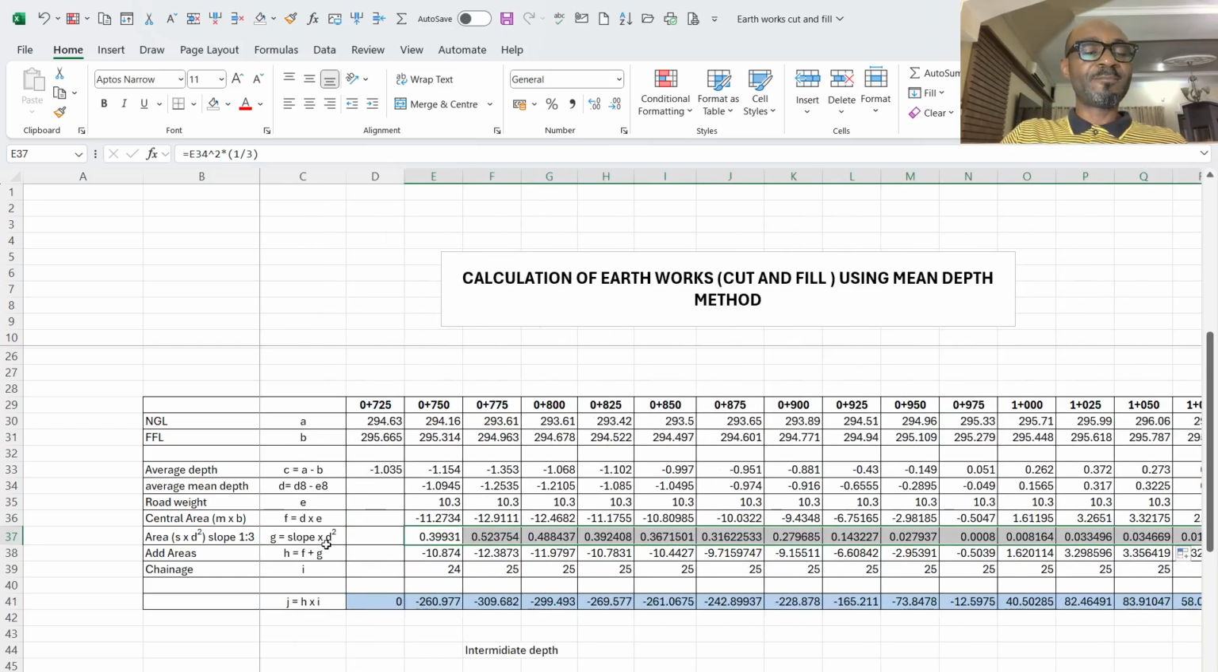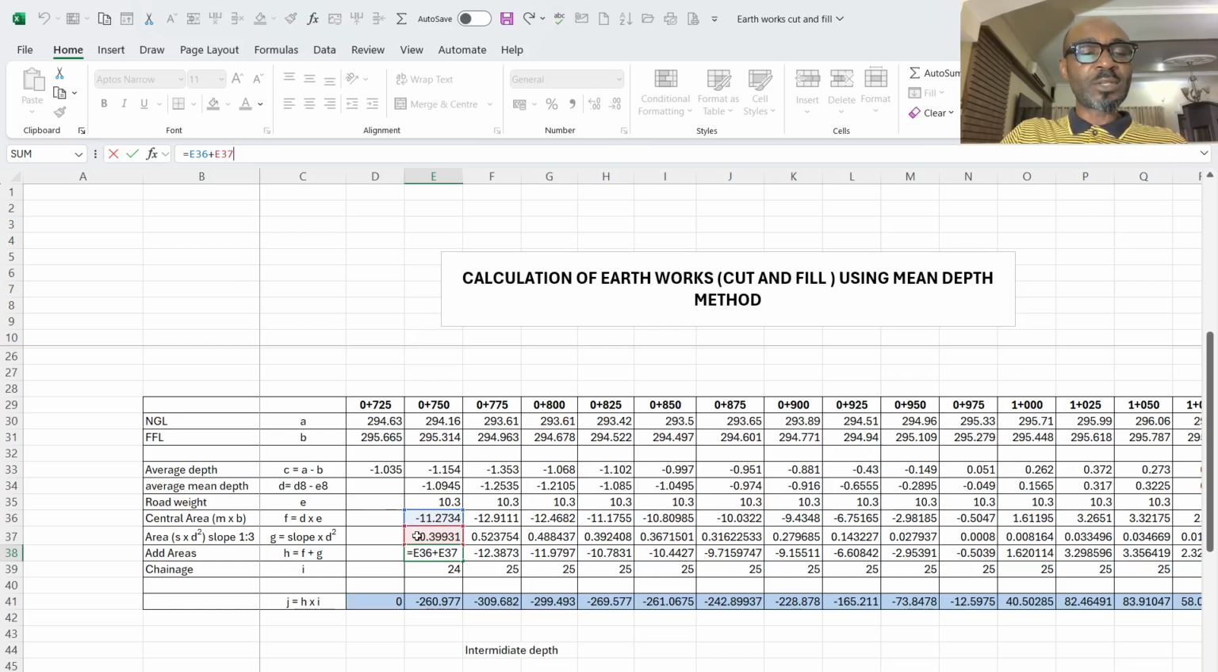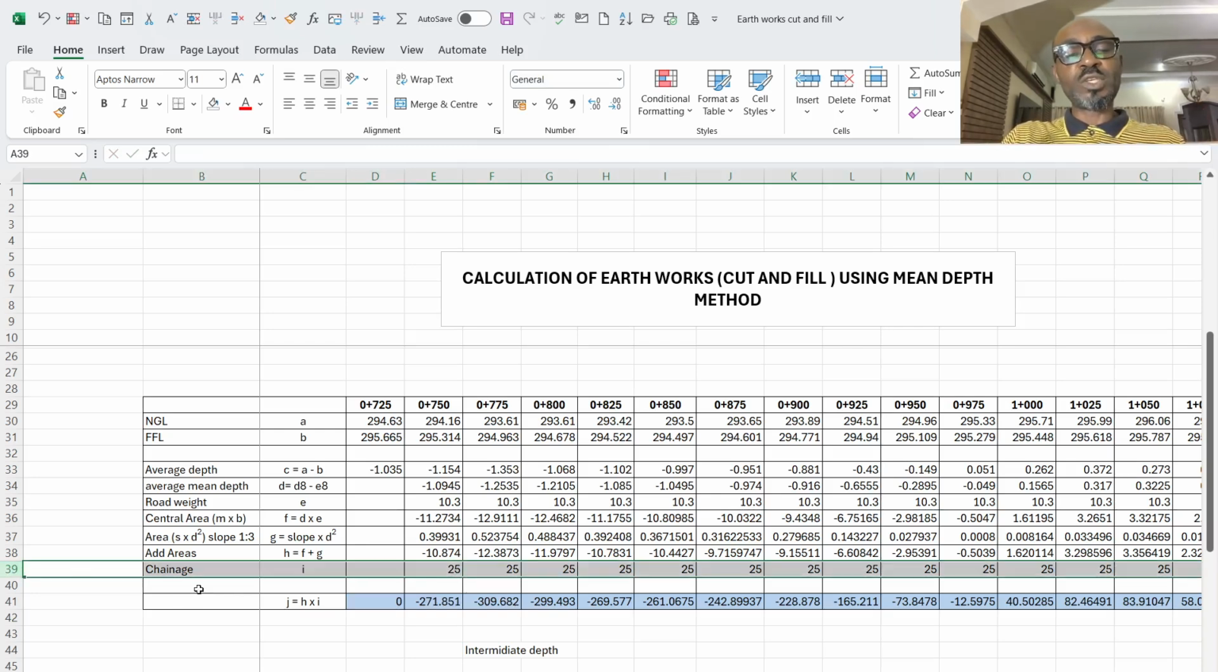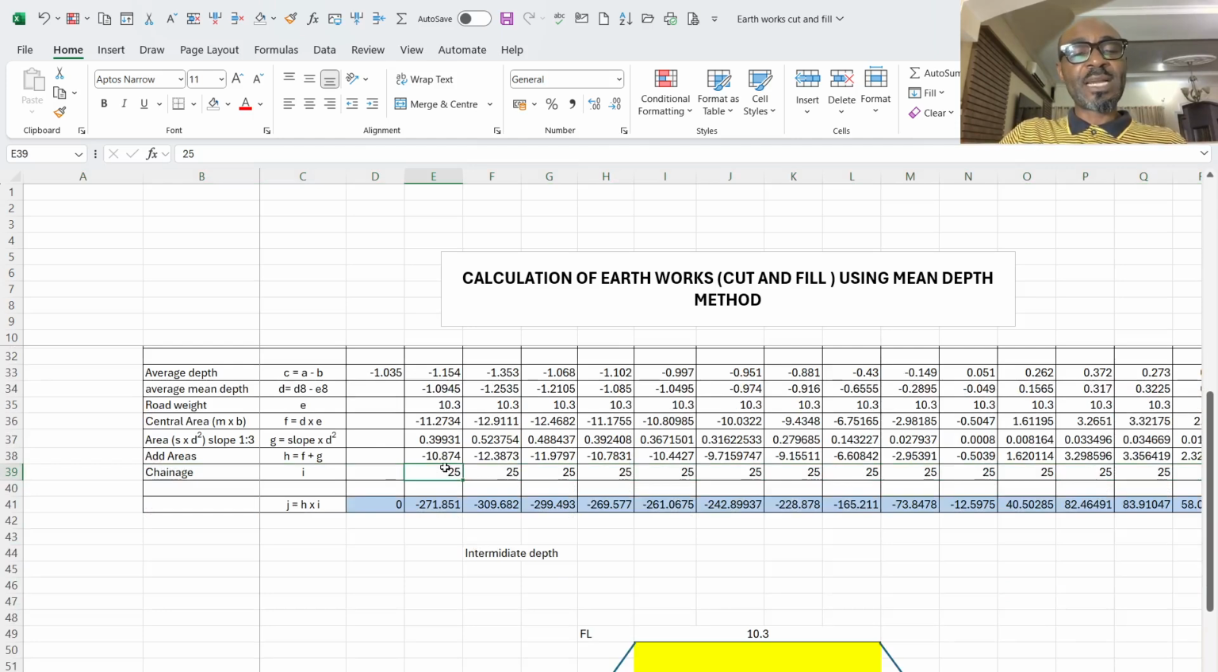I now drag. Then the next step is to add the two sectional area, which is the middle, and the two-sided slope, which is this. So now the chainage is at 25 interval. I now brought my distance between one chainage to another, which is 25, 25 all through. So now I inserted the 25 for each of the chainage.